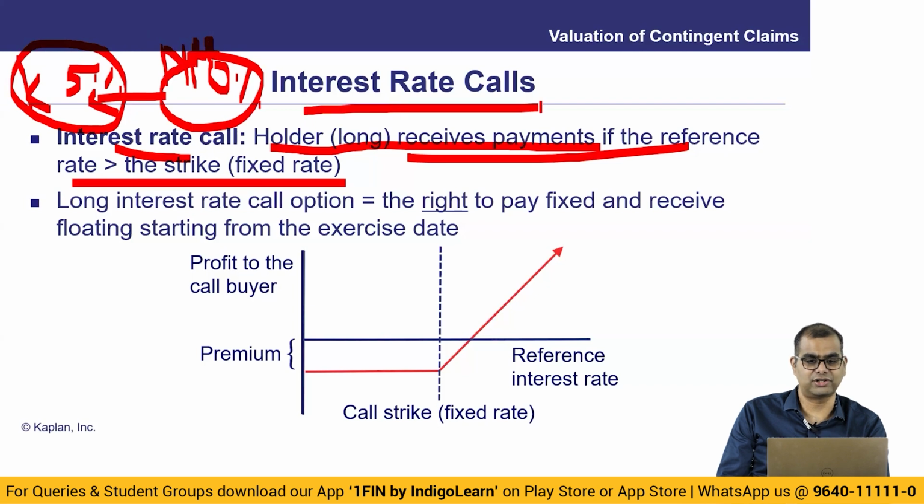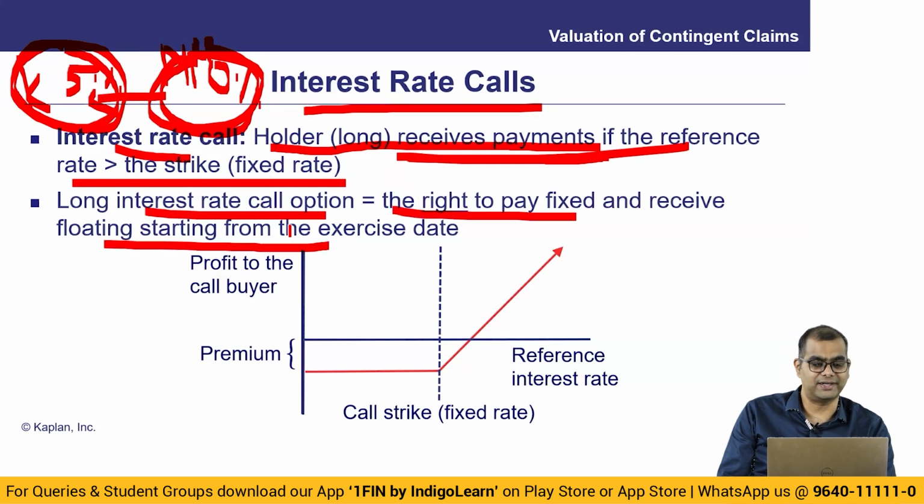If I go long on an interest rate call, the holder receives payments if the reference rate is greater than the strike rate. A long interest rate call is the right to pay fixed. That is, I will borrow at 5% and I will lend at 10%: the right to pay fixed and receive floating. You remember our FRA? FRA is a summation of two contracts, floating plus fixed. Similarly, an interest rate call is also a right to pay fixed and receive floating.